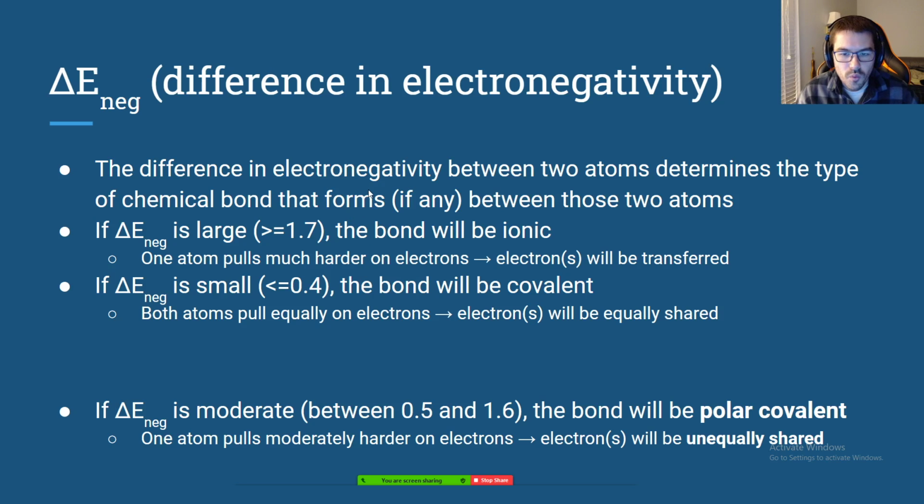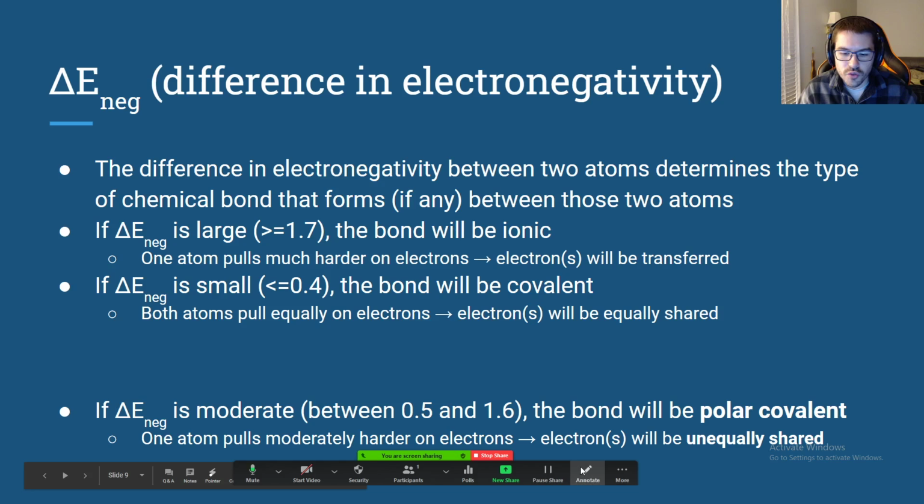Why do we care about this? Well, it turns out that the type of bond that gets formed between two atoms basically depends on this electronegativity, and specifically the difference in electronegativity between two elements. If the difference in electronegativity between two elements is very large, say greater than or equal to 1.7, the bond is going to be an ionic bond. One atom pulls much harder on electrons than the other, and so the electrons are going to be transferred.